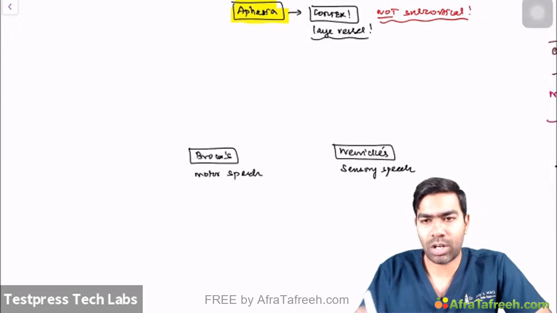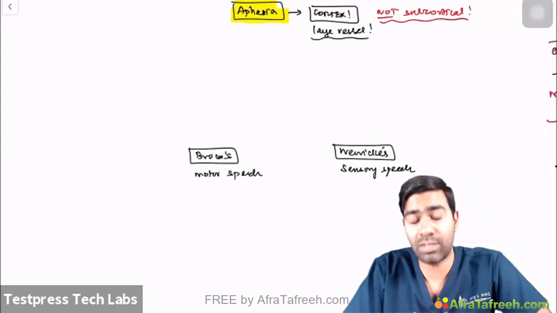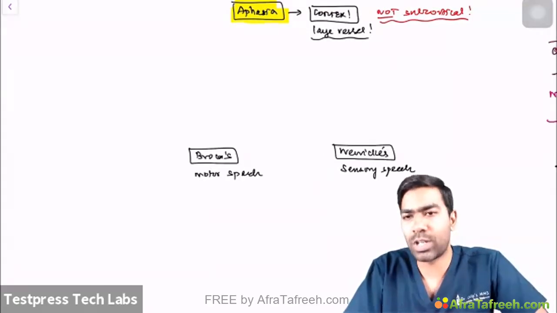Nilash is asking, will a motor cortex lesion result in dysarthria? Yes, of course, they will result in dysarthria only. They will not result in aphasia. For aphasia, you need to produce lesions in typical language promoting centers like Broca's area or Wernicke's area. Then only you will get aphasia. Otherwise, you will get dysarthria only.